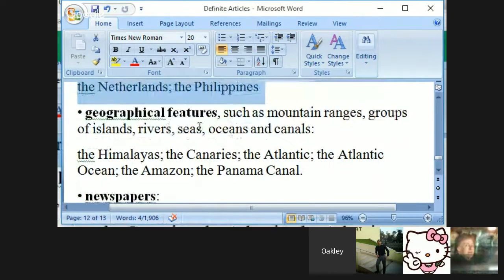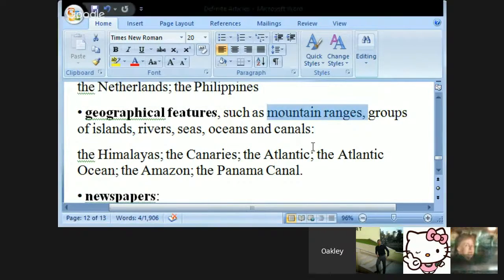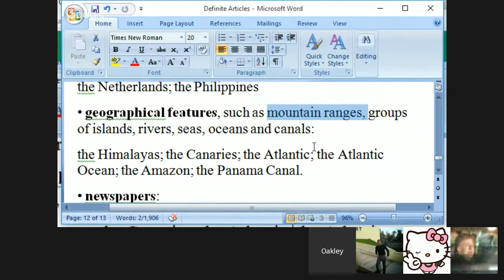Geographical features. All right, now this is tricky. Mountain ranges, the Alps, the Himalayas. But individual mountains, never the. Mount Kilimanjaro. Sometimes it's Mount, sometimes it's the name and then mountain, like Humpback Mountain. Mount Kilimanjaro, whatever. No article. Groups of islands, but not individual islands.